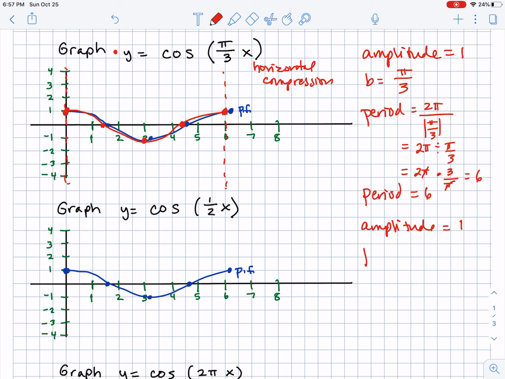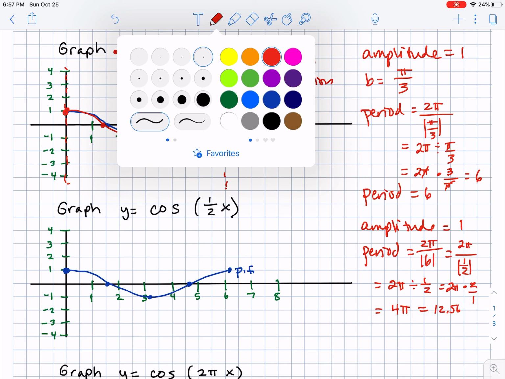The period. Well, the period is 2 pi over absolute value of b. Well, that's going to be 2 pi over absolute value of a half. Well, that would be 2 pi divided by a half, which is the same as 2 pi times the reciprocal. Well, that is 4 pi. All right, well, let's see. What is 4 pi anyway? So if I take 3.14 and I multiply by 4, it's about 12.56.